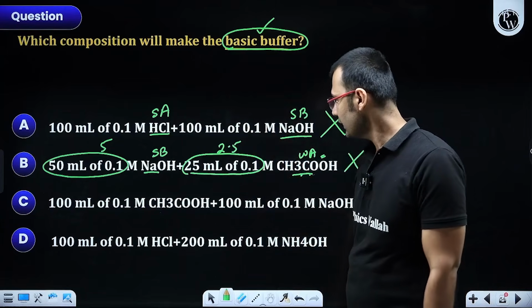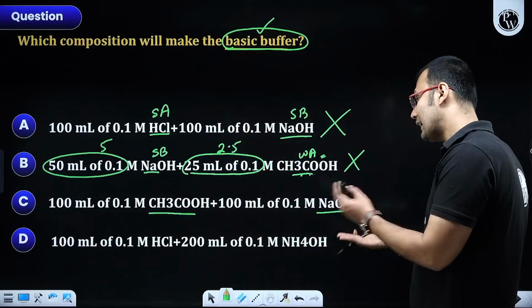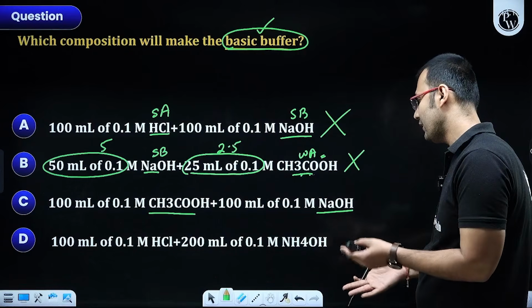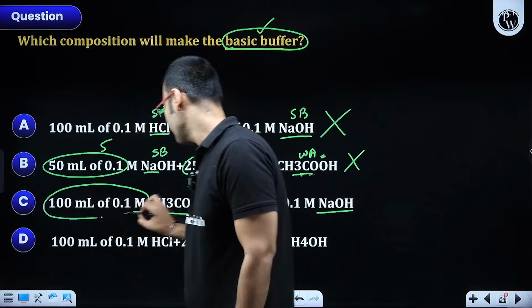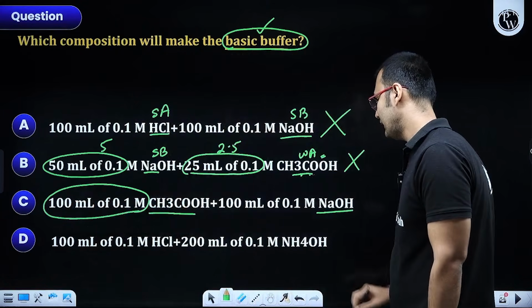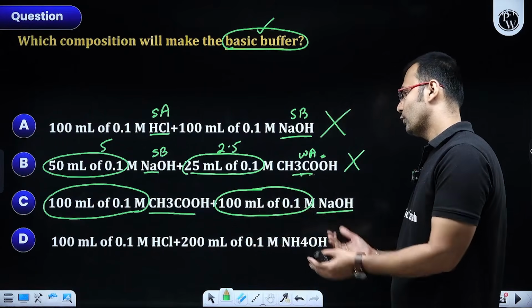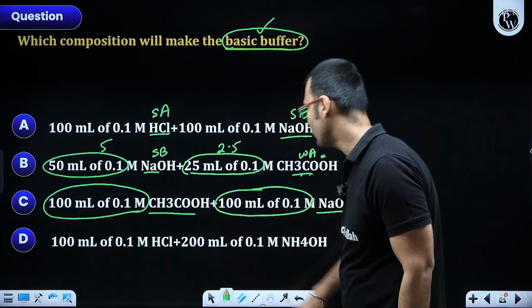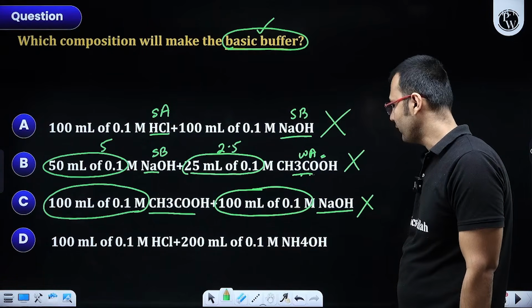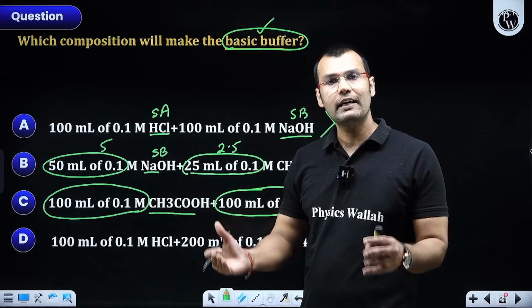In the third case again, you have acetic acid with NaOH, so that may create an acidic buffer depending upon the amount. But again here you have 0.1 molar, 100 ml, which means 10 milliequivalents of acid, and 100 into 0.1, 10 milliequivalents of base. So perfect neutralization will happen. You are not left with any amount of acid. So even this can't create a buffer. So A, B, C will not form any kind of buffer, neither acidic nor basic.